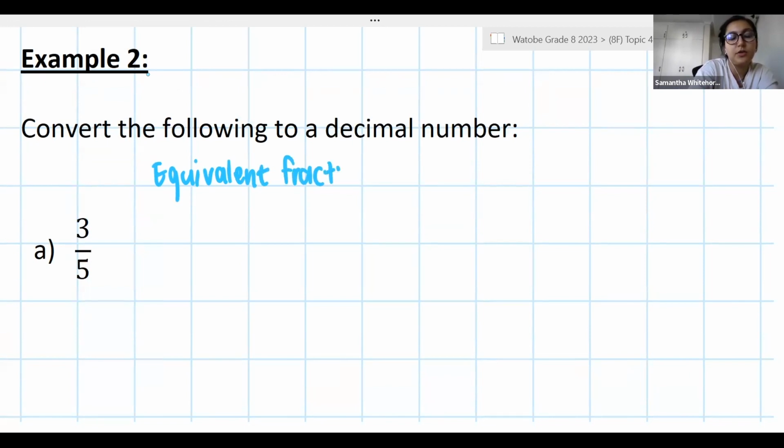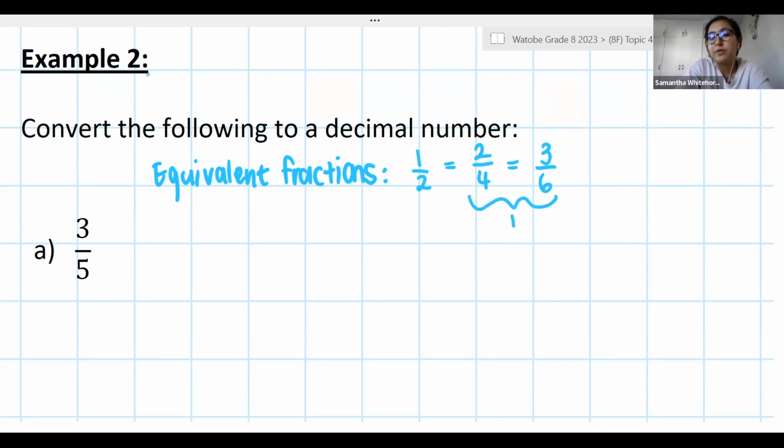Brian, if you're still confused, just look at the examples as I go along. Hopefully it'll make sense. So guys, equivalent fractions, remember, are fractions that look different but mean the same thing. So for example, half means the same thing as 2 over 4, which means the same thing as 3 over 6, and I can keep going. Essentially, if I simplify 2 over 4 and 3 over 6, I get a half. They all represent half, okay?